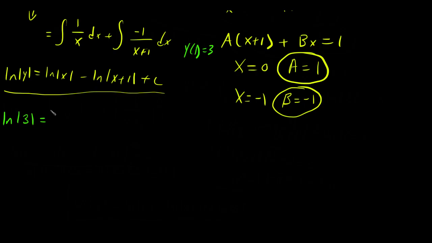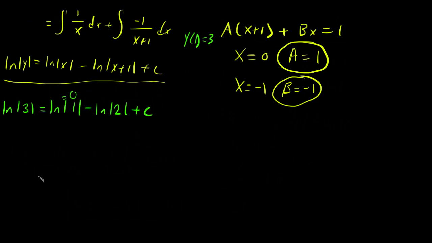So just start plugging in. 3 equals ln of 1 minus ln of 2 plus c. Now, knowing ln of 1, that's an identity practically. Any log or ln of 1 is always 0, just because any number to the 0th power is always 1. So what you're going to want to do here is set this entire thing equal to c. So we're going to do ln of 3 plus ln of 2 equals c.